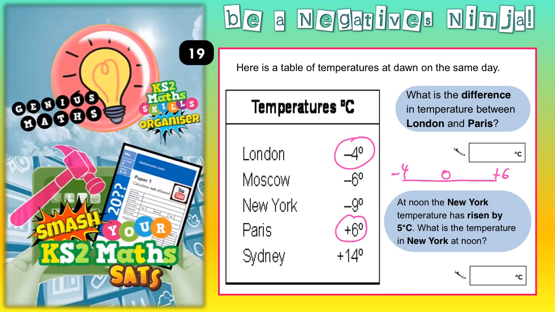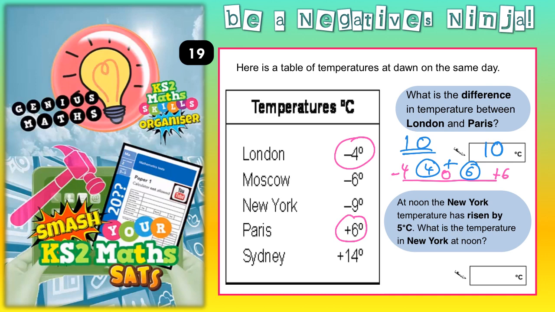From 0 to 6, that's a gap of 6. And from 0 down to -4, that's a gap of 4. Put your two gaps together, 4 plus 6 gives us a total of 10. So the answer to the first question is 10 degrees. But we've got a second question.